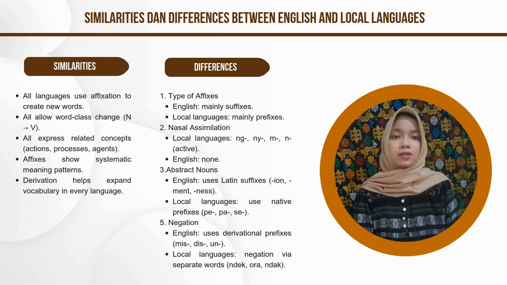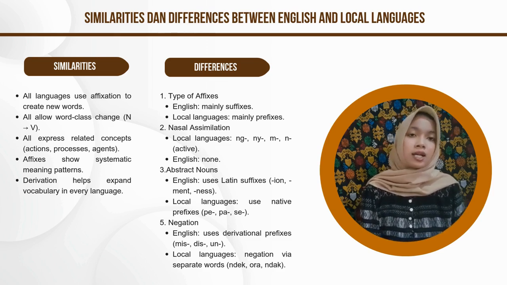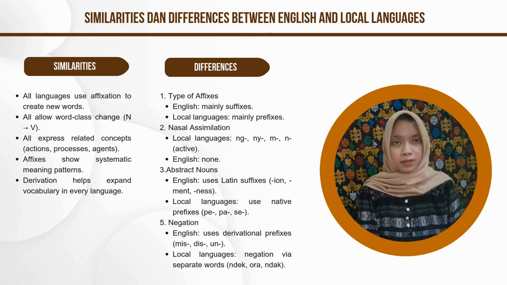And finally, in terms of negation, English uses derivational prefixes such as mis, dis, and un. Local languages do not use prefixes for negation. Instead, they use separate words like ende in Sasak, ora in Javanese, and enda in Sumbawa.